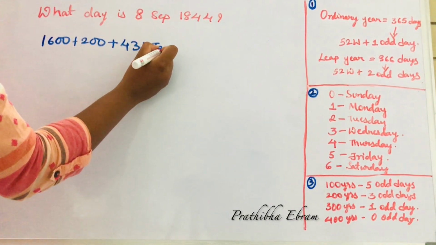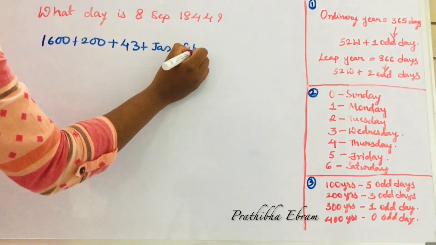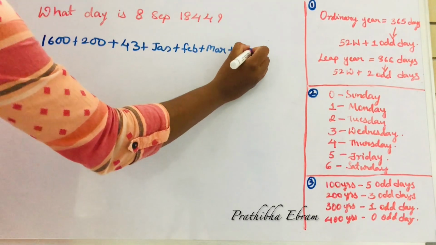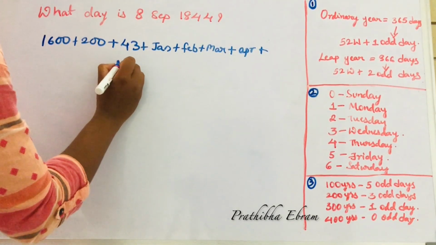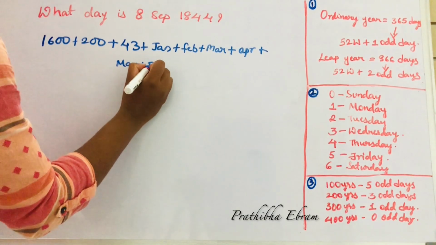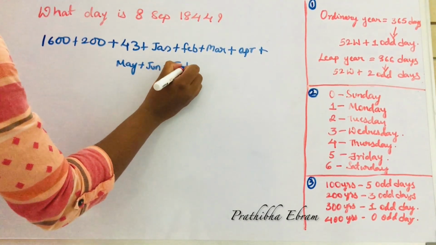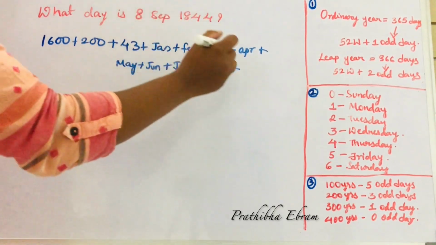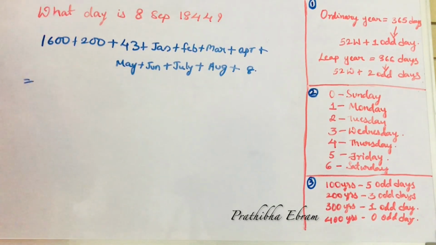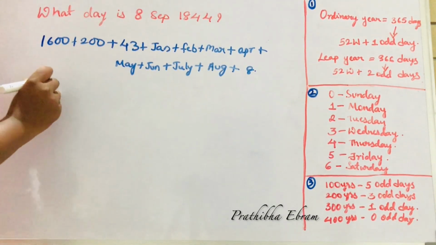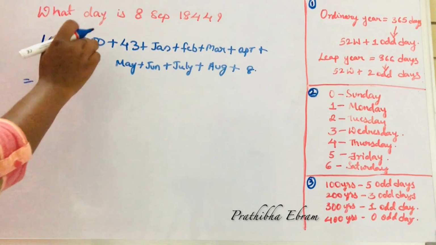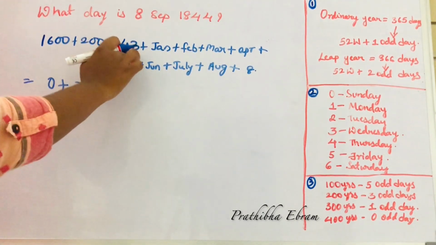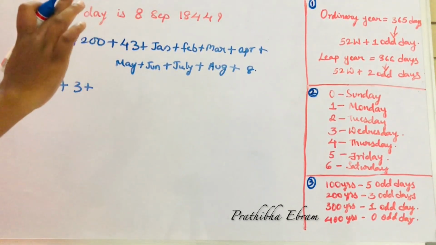Therefore you have to write the months: January, February, March, April, May, June, July, August, and in September you have only 8 days. Okay, 8. Now in 1600 you have 0 odd days, right? So 0, plus in 200 you have 3 odd days, plus 3, plus in this 44 years you have to check the number of leap years.